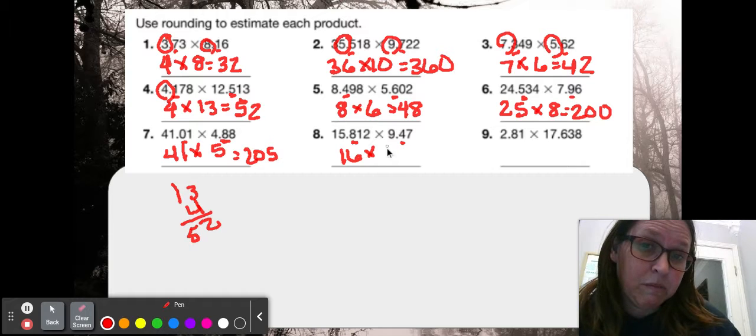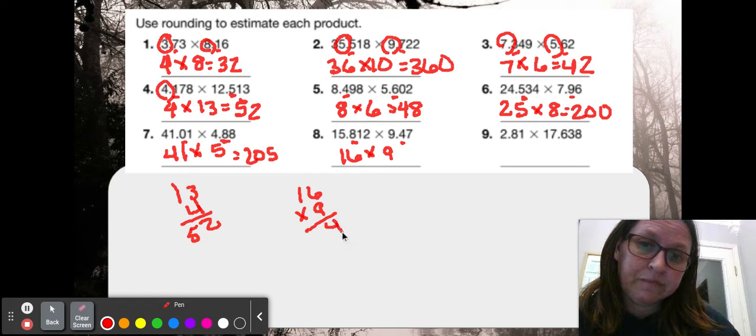This next one right here, this 8 right here, tells me my 15 will become a 16 times 8. This 4 tells me my 9 will stay a 9. So 16 times 9, I can't do it mentally. So that equals 144.